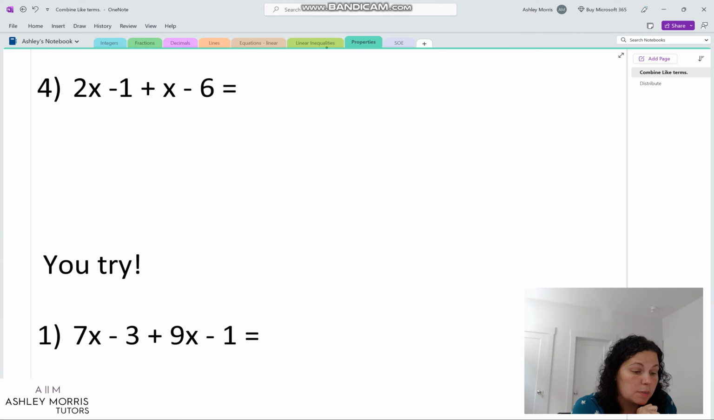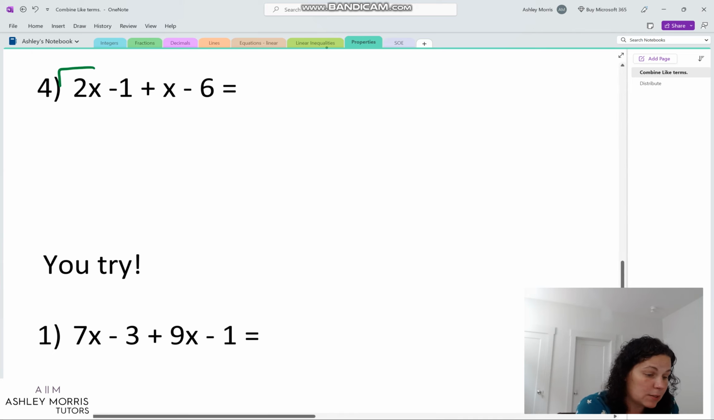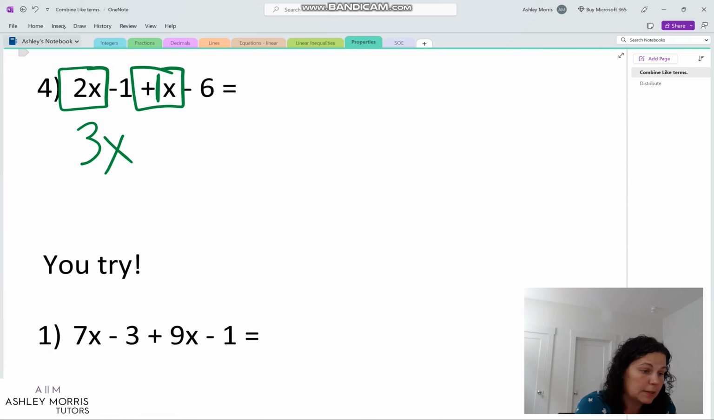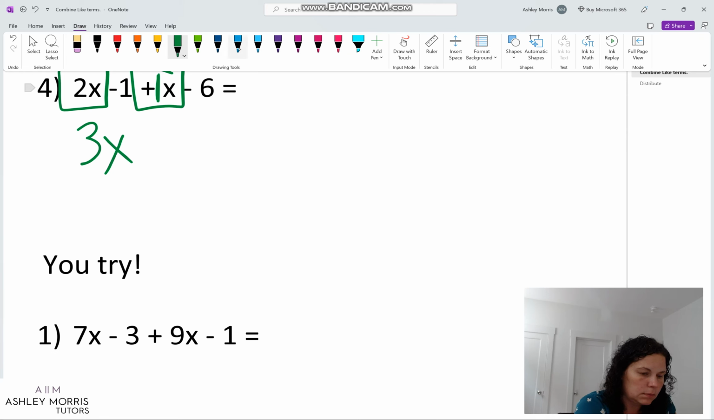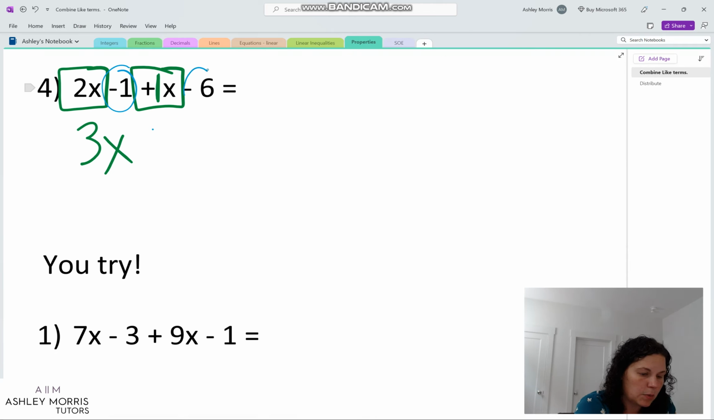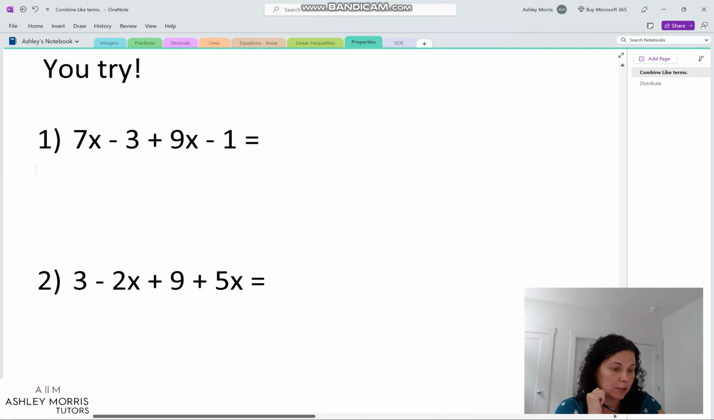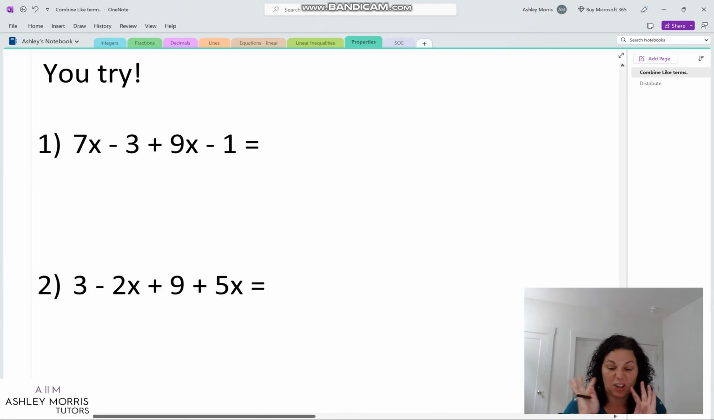2x minus 1 plus x minus 6. Okay, so we've got these x's right here. Here's a 2x and here's a plus x. Now that x does not have a number in front of it. It's an invisible 1. A lot of people, when they're learning this, like to write that 1 in there. Please do that if it helps you. 2x plus 1x gives me 3x. And then minus 1 minus 6 gives me negative 7, minus 7. Alrighty, I want you to pause and try these on your own. And then I've got an extra one at the bottom that's a little fancy.